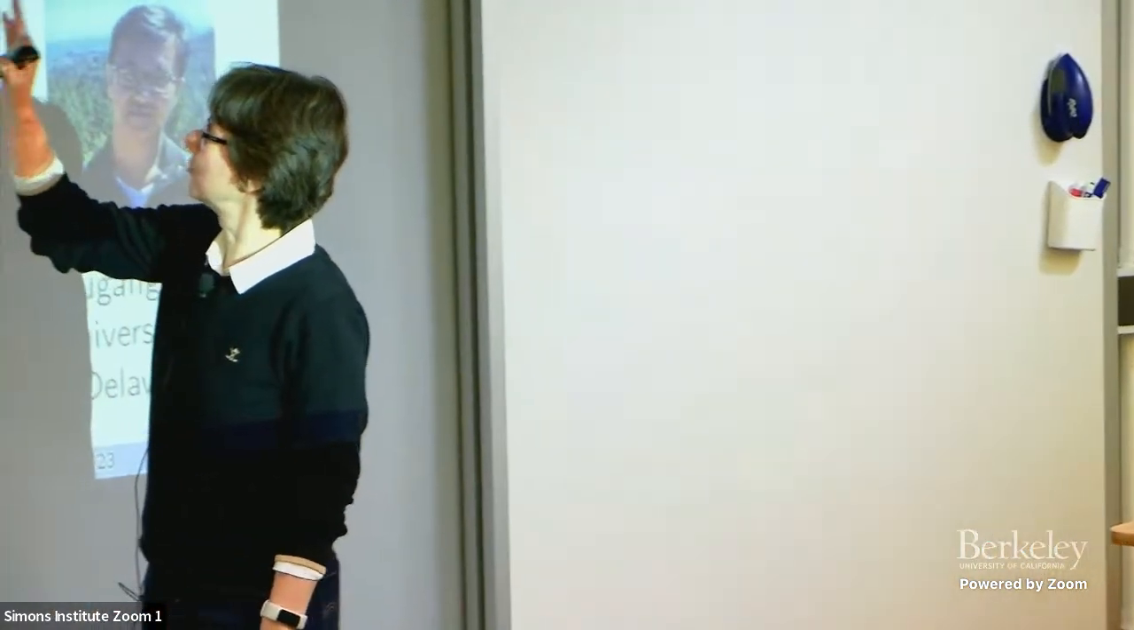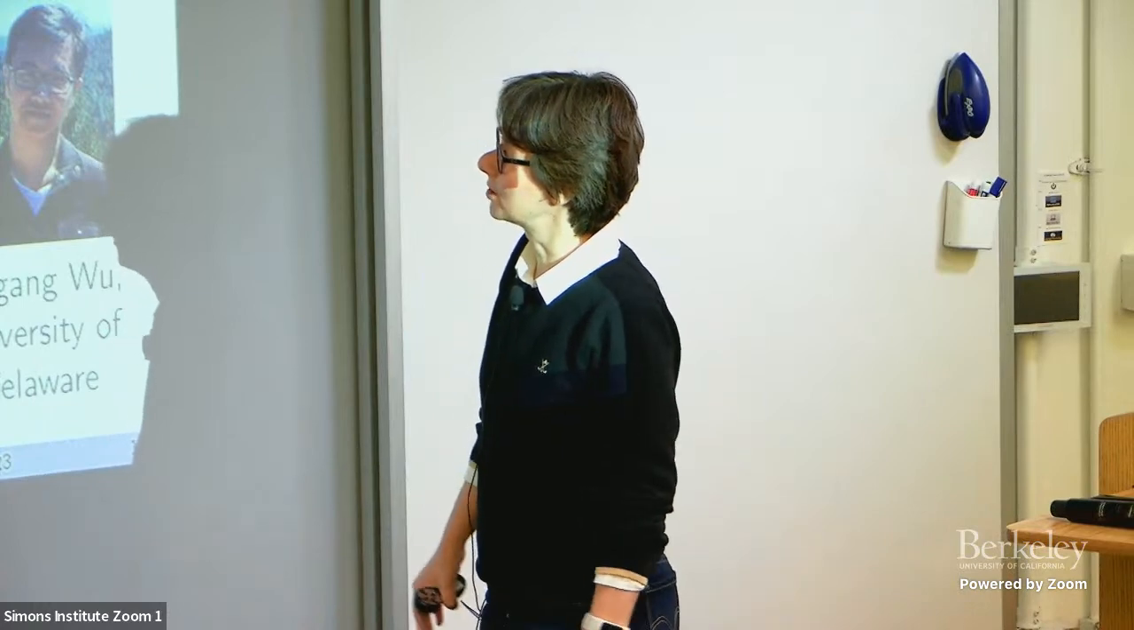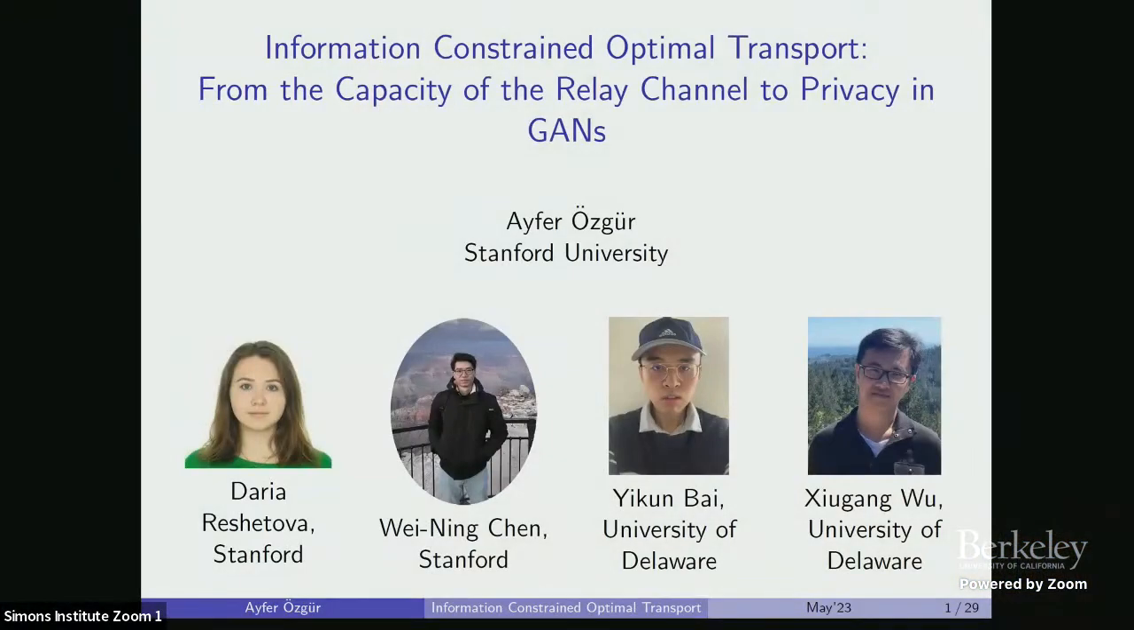So in this talk, I would like to tell you about this notion of information constraint optimal transport. This is a story about how this notion emerged when we were looking at some very classical fundamental problems in information theory, like the capacity of the relay channel, and then how it took us all the way to privacy in generative adversarial networks. I've been working on this topic on and off for quite a while now. So I'll try to summarize the main ideas from a few of our papers.